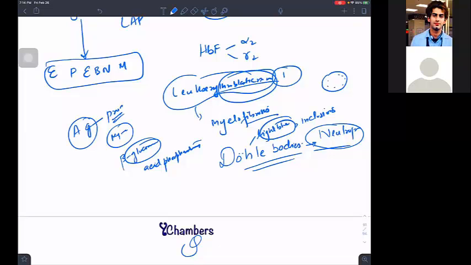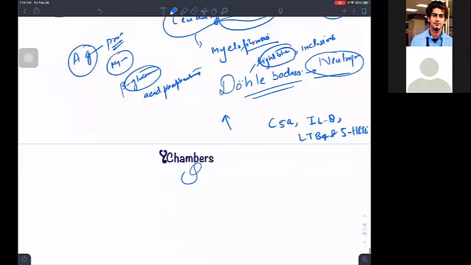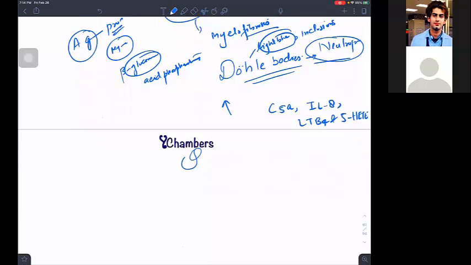Can you tell us some agents which induce chemotaxis in neutrophils? Some chemotactic agents which attract the neutrophils. So we have C5a, interleukin 8, leukotriene B4, and 5-HETE. What is 5-HETE? 5-HETE is actually making leukotriene.